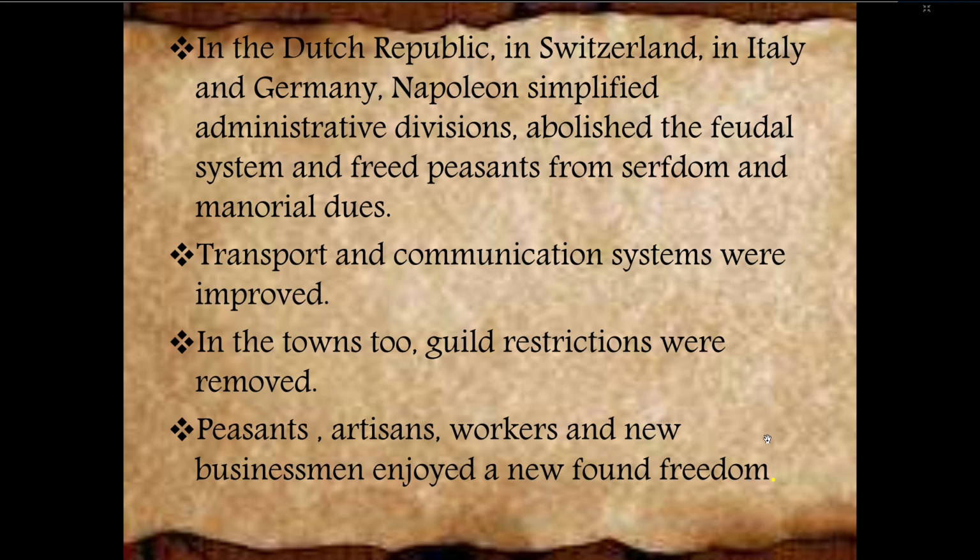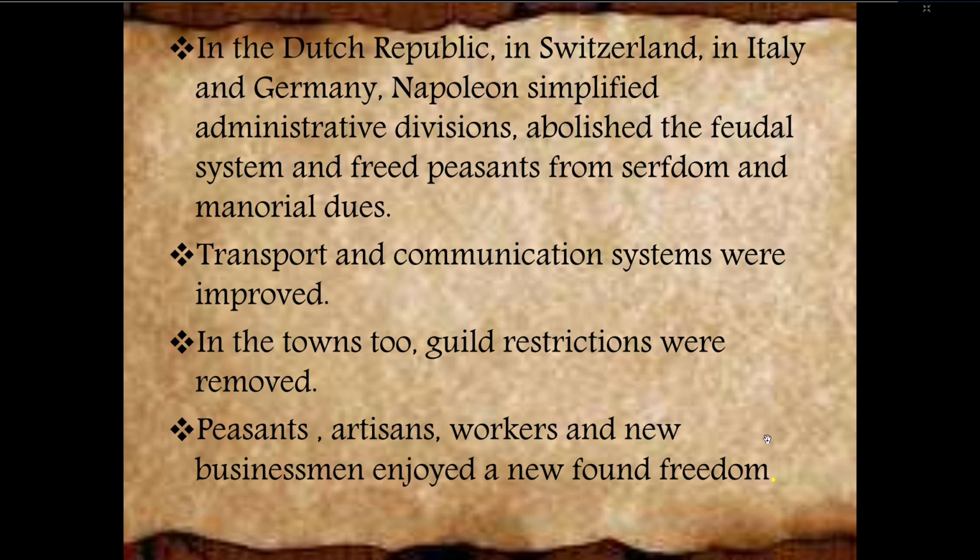नेपोलियन ने ये फ्यूडल सिस्टम को खत्म कर दिया. फ्यूडल सिस्टम मींस जो उन्हें टैक्स देने पड़ते थे पीजेंट्स को और अदर वर्कर्स को. तो नेपोलियन ने क्या किया? उस फ्यूडल सिस्टम को टोटली फिनिश कर दिया और पीजेंट्स को फ्री कर दिया. Transport and communication systems were improved. And under Napoleon, when he was ruling, transport and communication systems were much improved.